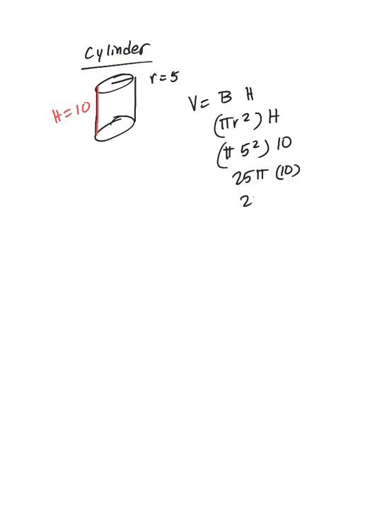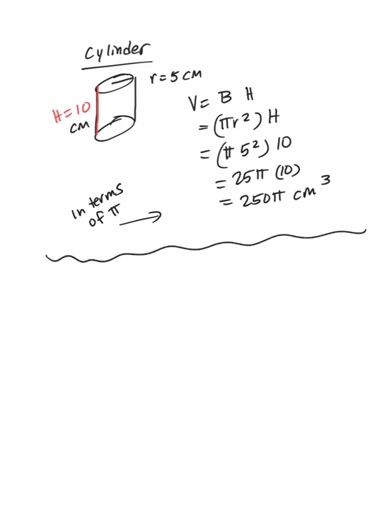I'm leaving it in terms of pi. I'm just going to pretend these are centimeters. It doesn't matter what they are, you just have to make sure that they're the same units. So anyway, this answer is left in terms of pi. There's a pi key on your calculator. If they ask you to round to the nearest tenth or whole number or something like that, you'd be expected to use that. All right, so that's prisms and cylinders.